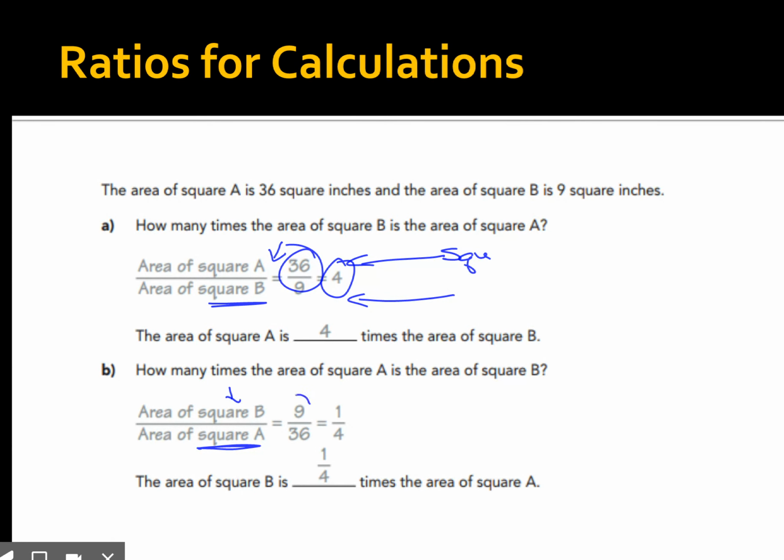So now we have 9 over 36. And again, they just simplified here. They divided by 9 to get the greatest common factor and got 1/4. So the area of square B is 1/4 times the area of square A.